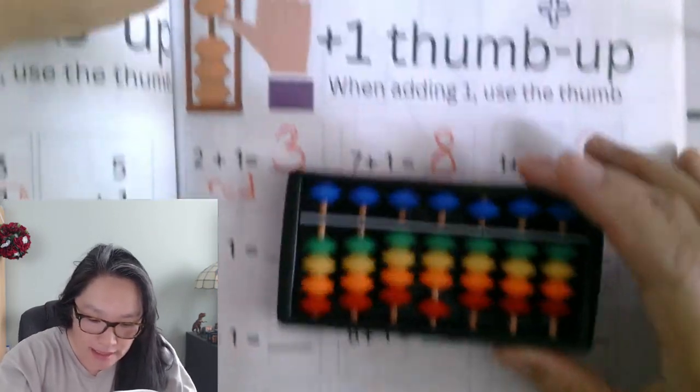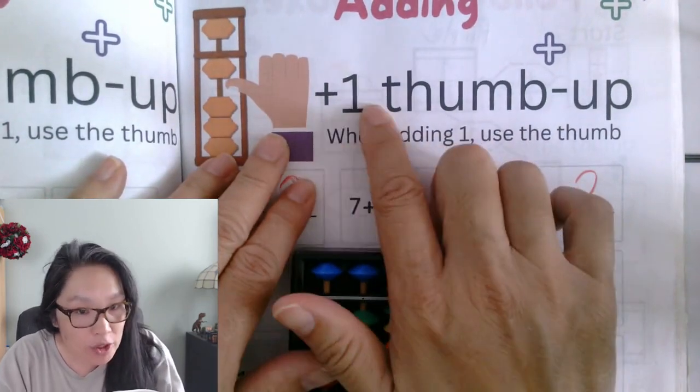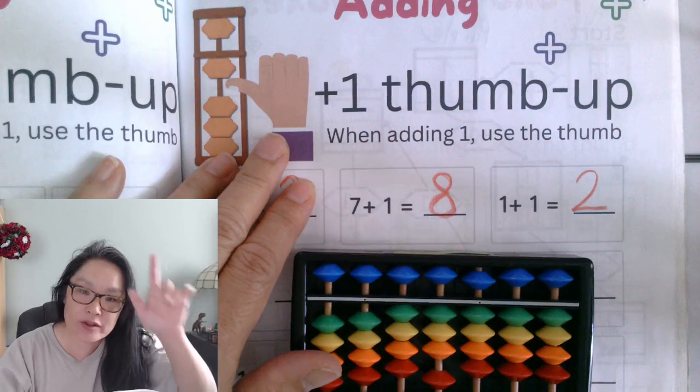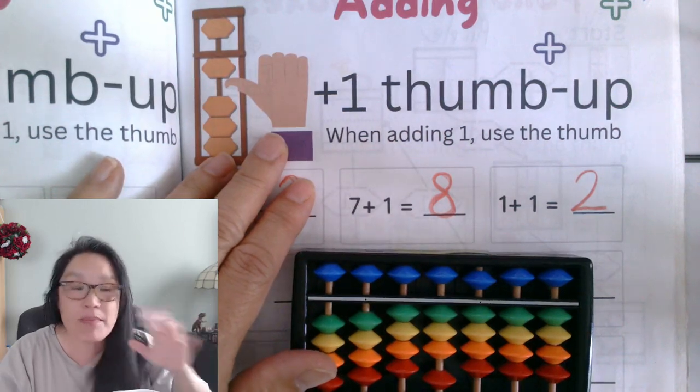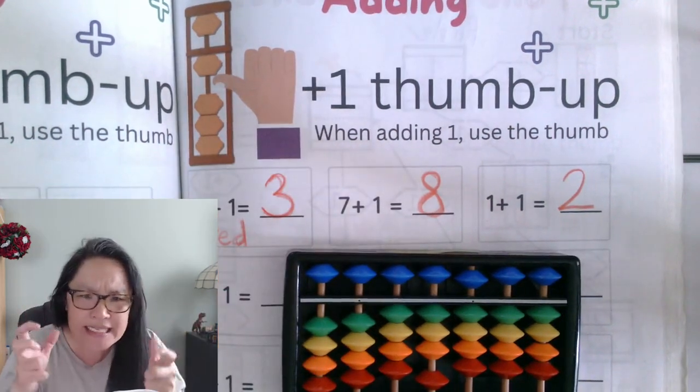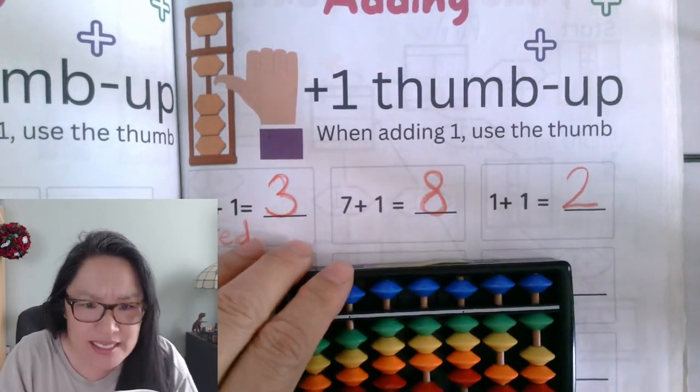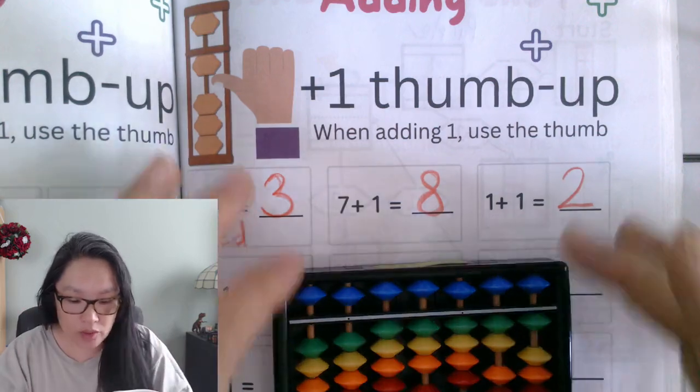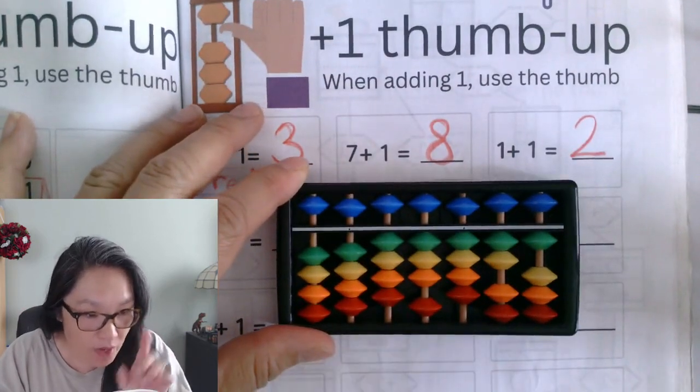So notice that the way I have this broken up is I look at the add-in. That's very different than mainstream math. Mainstream math talks about, what is 8? How do you make an 8? 7 plus 1 is 8. No. In abacus, we focus on the add-in, right?